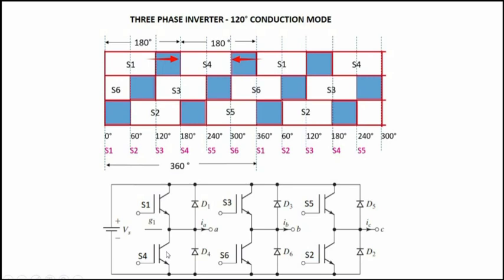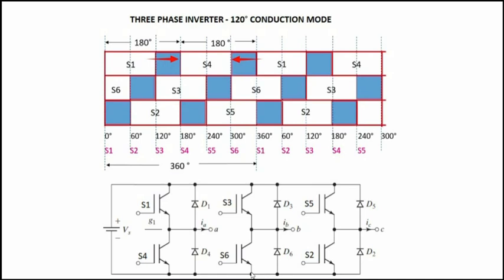So after 300 degree time period till 360 degree time period, neither S4 nor S1 will be conducting. So this is how the triggering will be followed for the other branches also. This is the only difference between the 180 degree and 120 degree conduction mode.